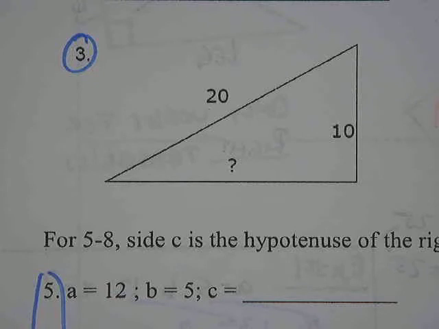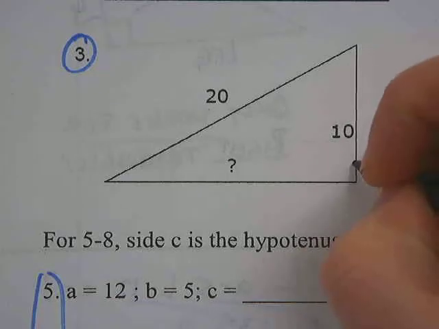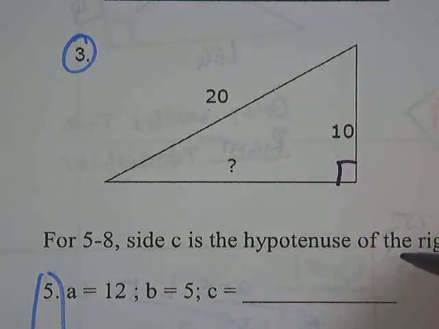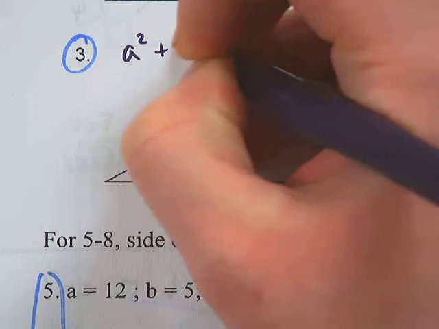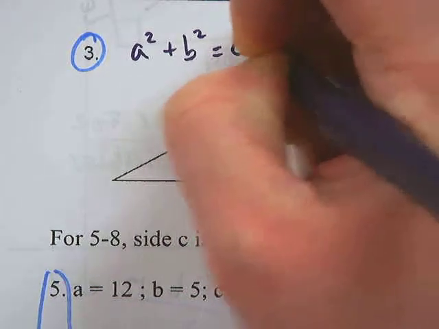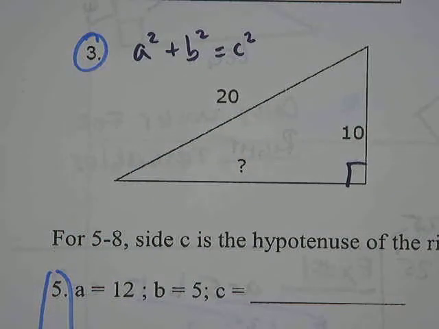Okay, so we're given a right triangle and we have 2 of the sides, we're missing the third. So the first thing that we have to do is, the Pythagorean theorem states that a squared plus b squared equals c squared. And a and b are the 2 shorter sides on your right triangle, and c is the longest side, also called the hypotenuse. So the first thing that we have to do is figure out which side is the hypotenuse.